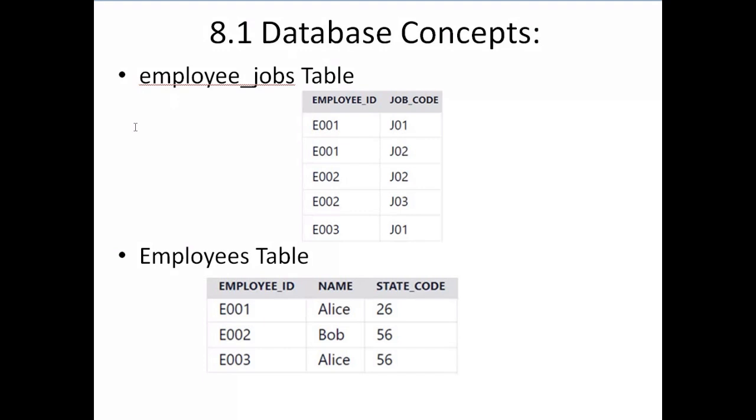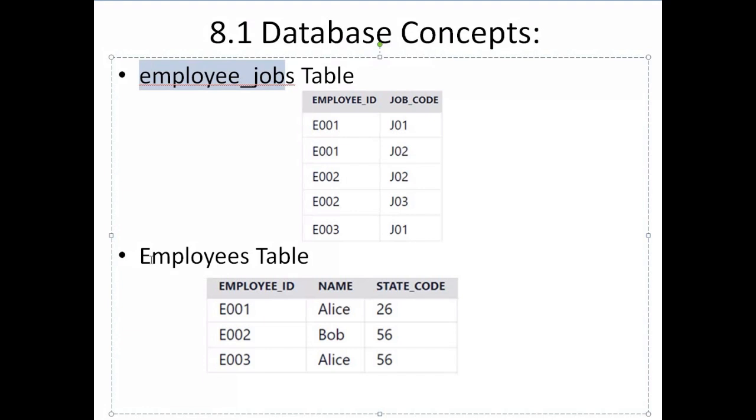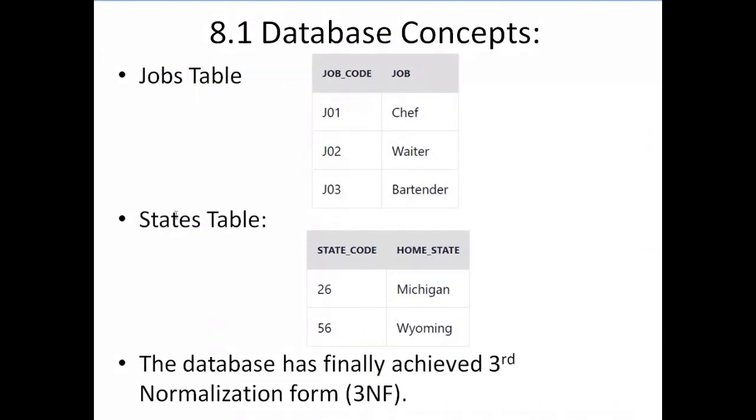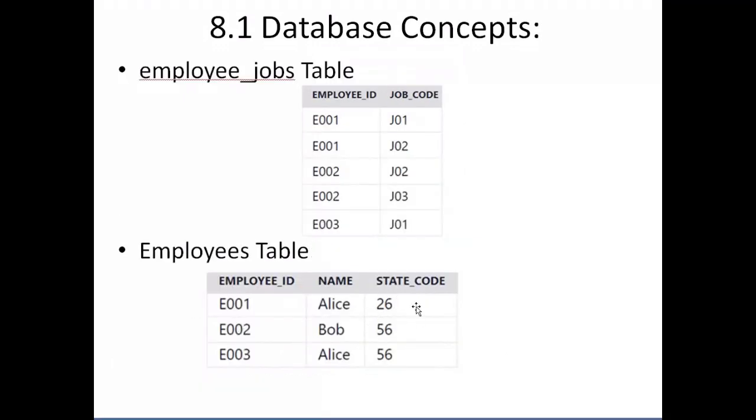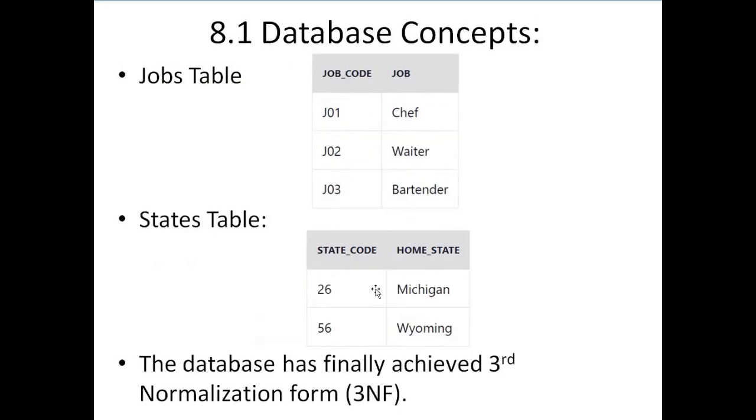So now finally, after 3NF, our tables would look something like this: the employee jobs table, then the employees table with 3 attributes, the jobs table and the states table. The database has finally achieved third normal form. State code would be linked to this, employee ID would be linked to this, job code would be linked to this. This is how all 4 of the tables would be linked together. And we have finally reached the end of our section 8.1.